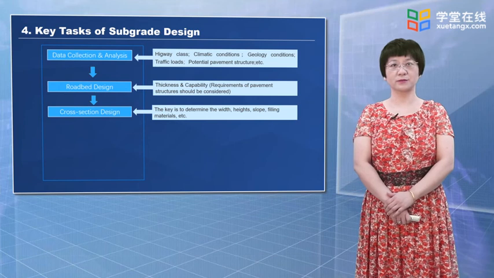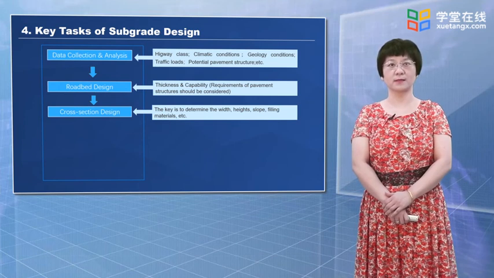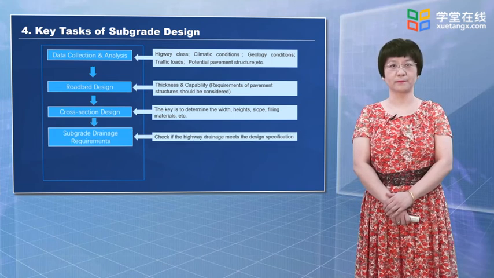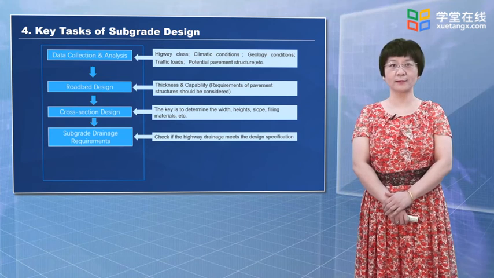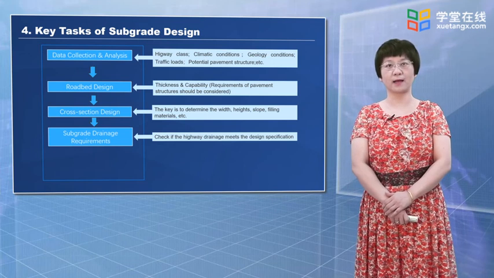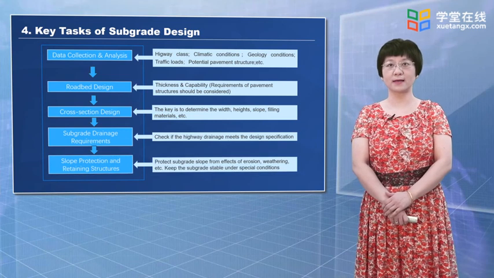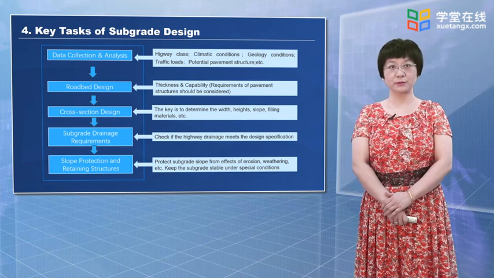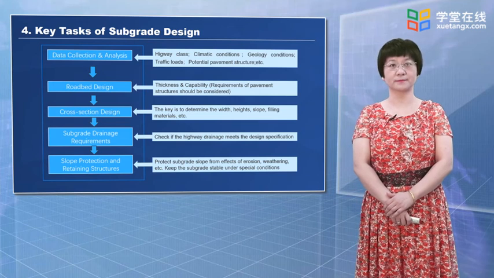The key is to determine the width, height, slope, filling materials, etc., especially the slope. Fourth, in order to avoid the water affecting subgrade, the subgrade drainage design is carried out. Last, in order to guarantee the subgrade is stable and durable, it's necessary to design slope protection and retaining structures.